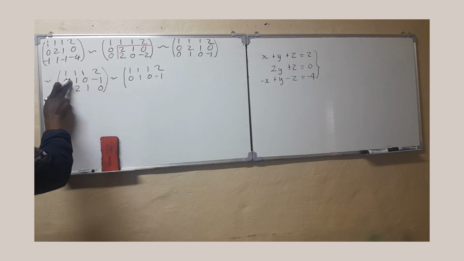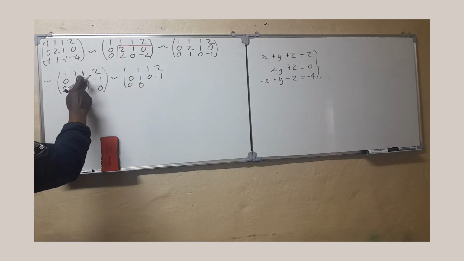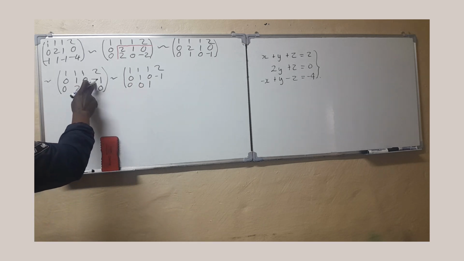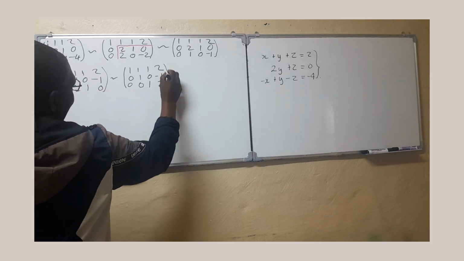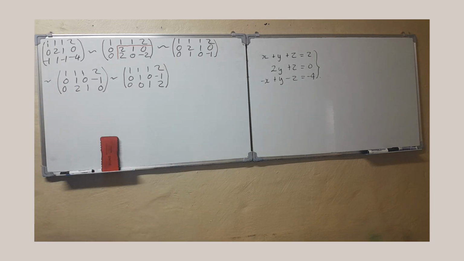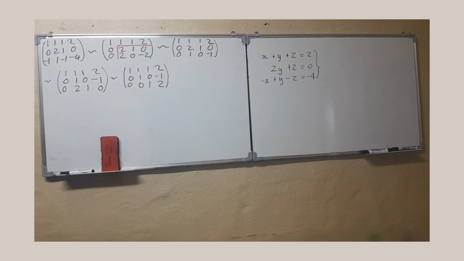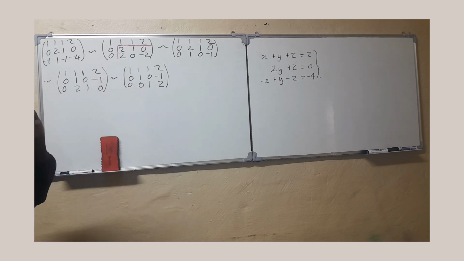So -2 plus 2 gives me 0 here. 0, it just remains 1 here. -2 times -1 is 2 plus 0, that gives me 2. Okay, now it looks pretty good because I now have a leading one in each row. A leading one there, a leading one there, a leading one there.